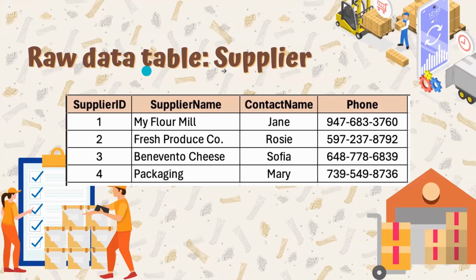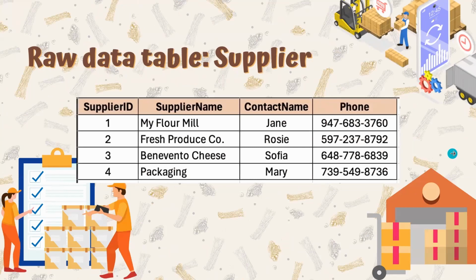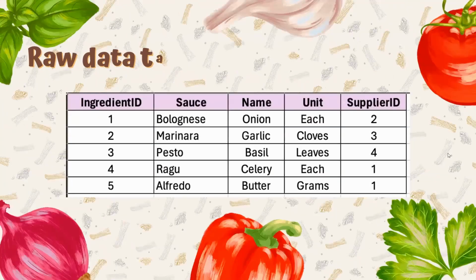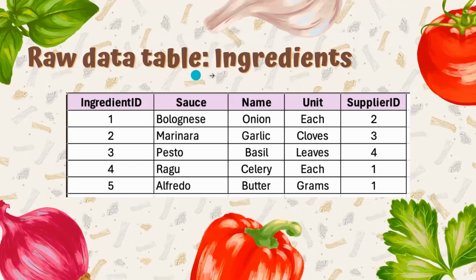In raw data table supplier, we have supplier ID, supplier name, contact name, and supplier phone. In raw data table ingredients, we have ingredient ID, source, ingredient name, ingredient unit, and supplier ID.